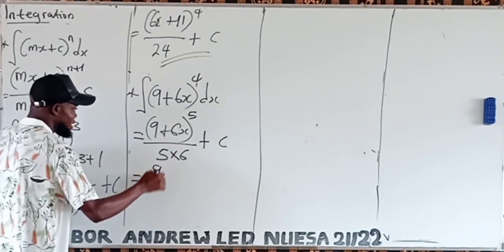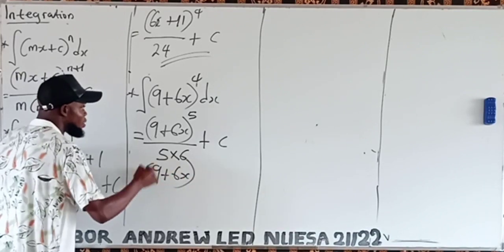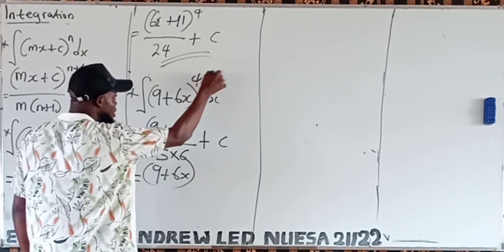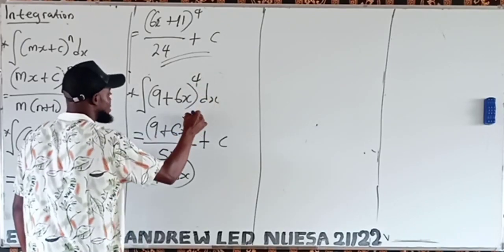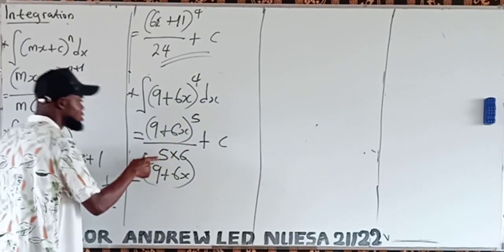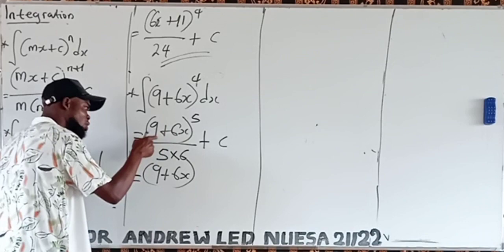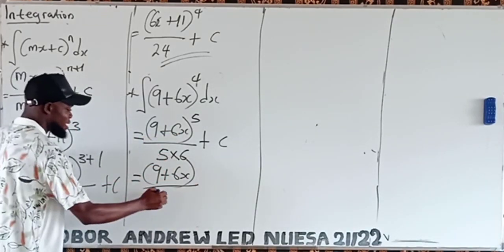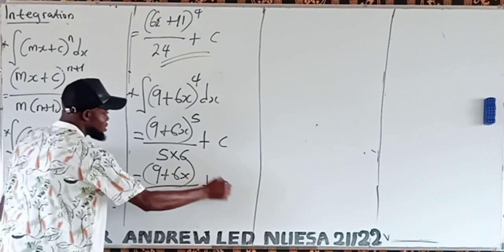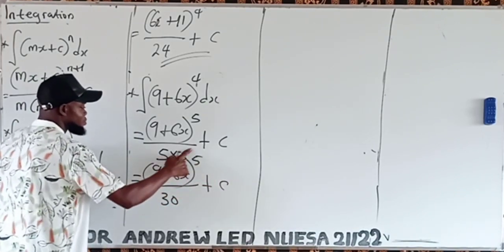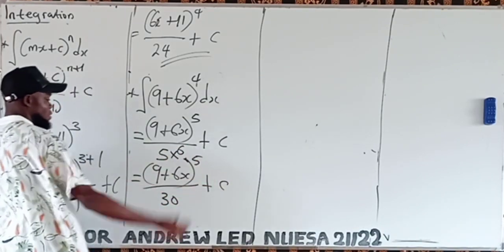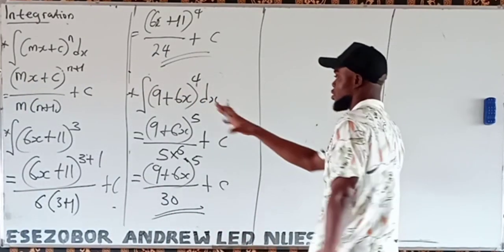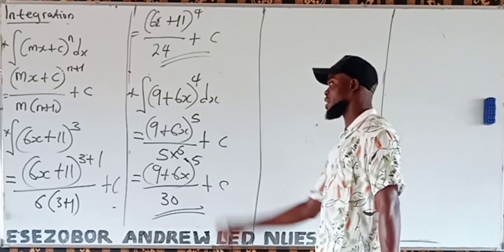That will give us (9 plus 6x) raised to power 5, we just add 1 to the 4. So you bring the 5 back here, and then you differentiate this one, pick the coefficient of x, and put it there. So all over 30, plus c. Remember this 5 here and this power. So that becomes the answer. So that's how you run through all these integrations of these types.